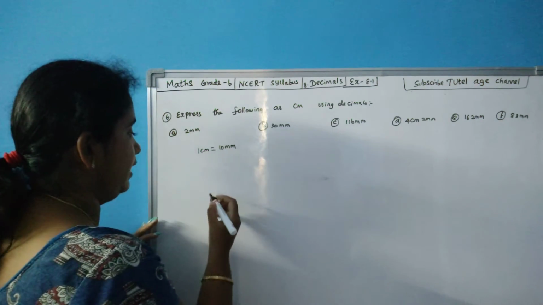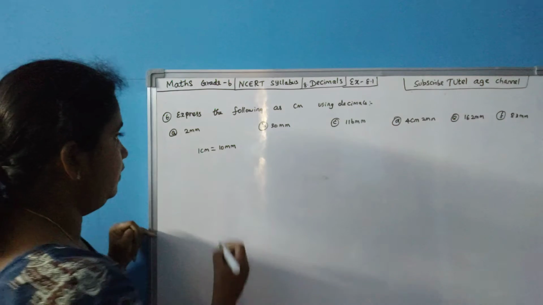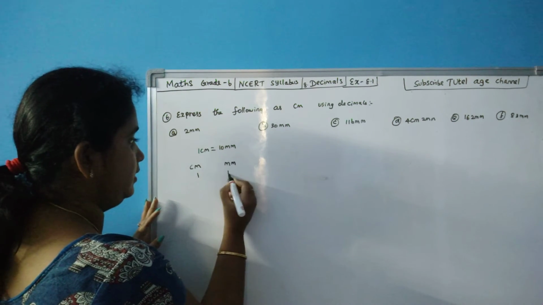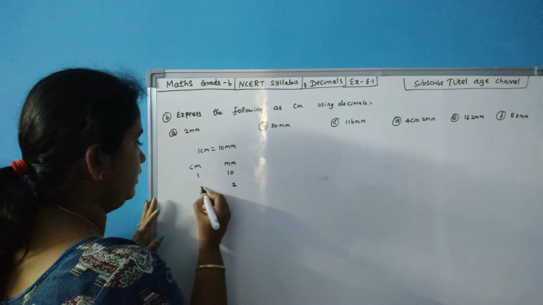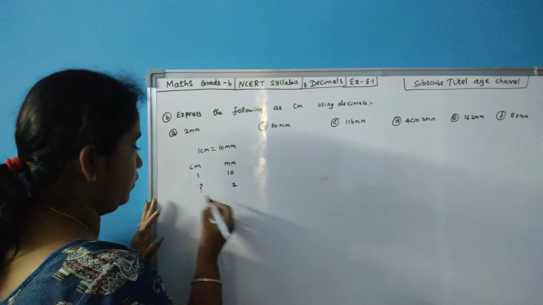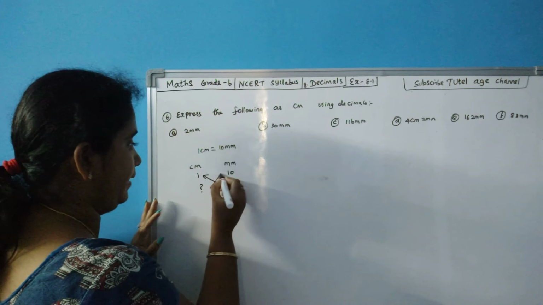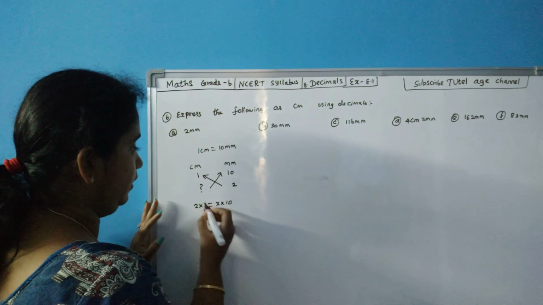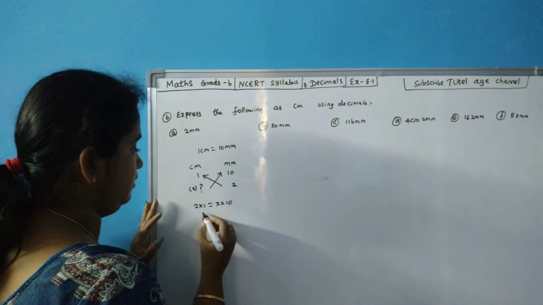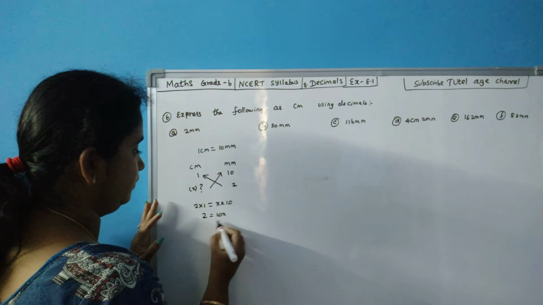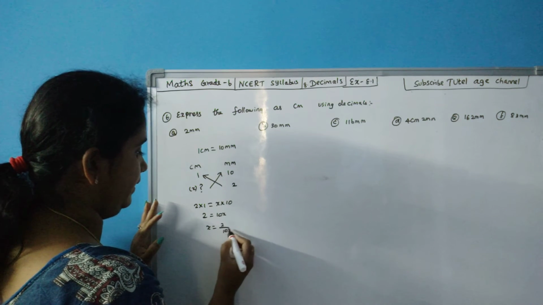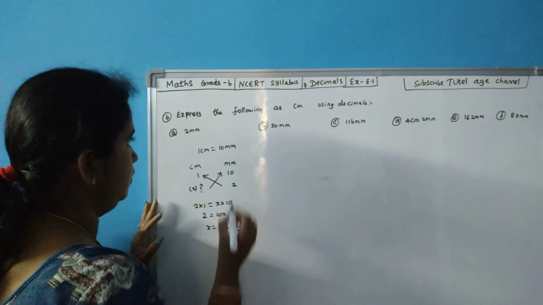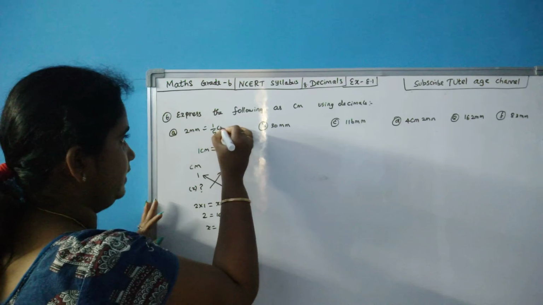Okay, so using this I am using the unitary method here. Just listen, centimeter, here millimeter. If 1 centimeter is equal to 10 millimeter, then 2 millimeter is equal to how many centimeter? So cross multiply. Upon cross multiplying, 2 into 1 is equal to x into 10. Always consider the question mark as x. 2 equal to 10x. X equal to 2 divided by 10. So that is 1 by 5. So 2 millimeter is equal to 1 by 5 centimeter.